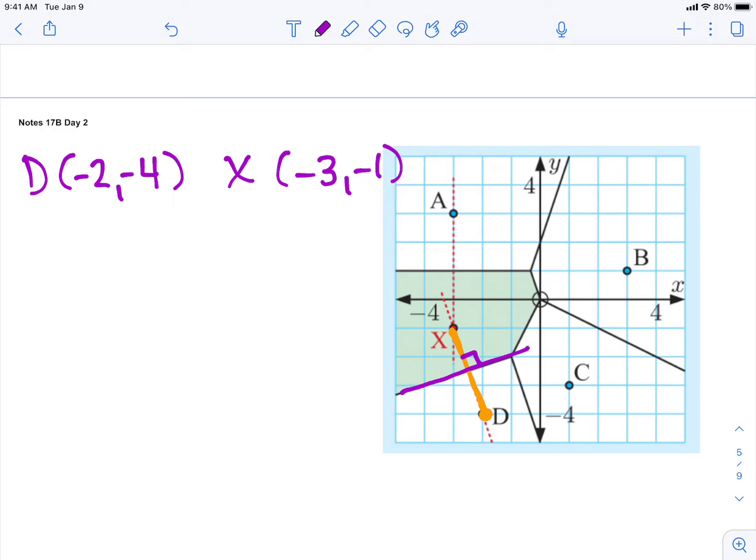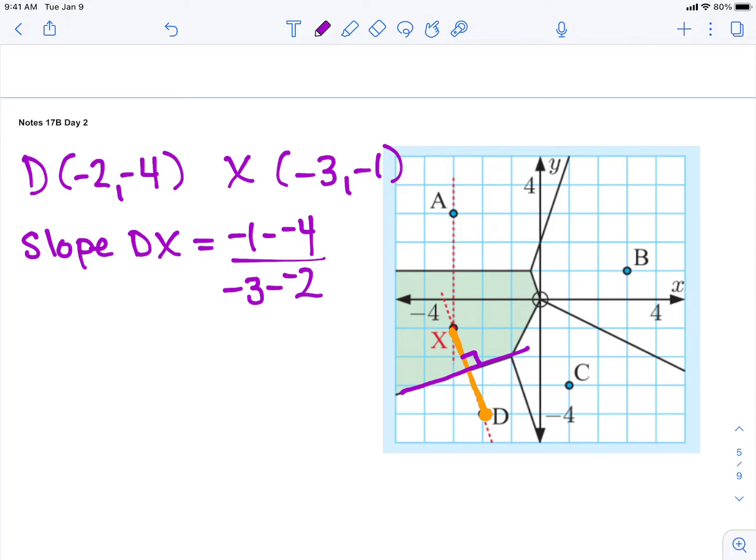So let's go ahead and find the slope of DX. So it's going to be the change in y, so -1 minus -4 over the change in x, -3 minus -2. Now we're going to go ahead and simplify. We're going to get 3 in the numerator and -1 in the denominator. So that slope of DX is -3. You can kind of see that too graphically. Down 3, right 1.